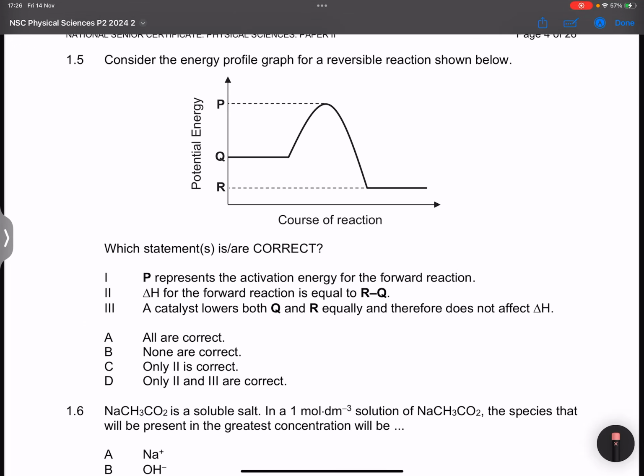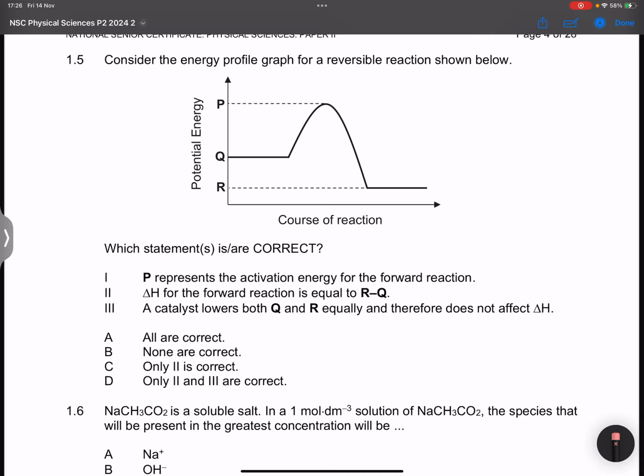They say, consider the energy profile graph for a reversible reaction shown below. Right, so in this energy profile, you can definitely tell this is an exothermic reaction. We start with a higher amount of energy, we end with a lower energy, rather the products have got lower energy, so that means that we've lost energy in the process. Now they say, which statement or statements is or are true or correct.